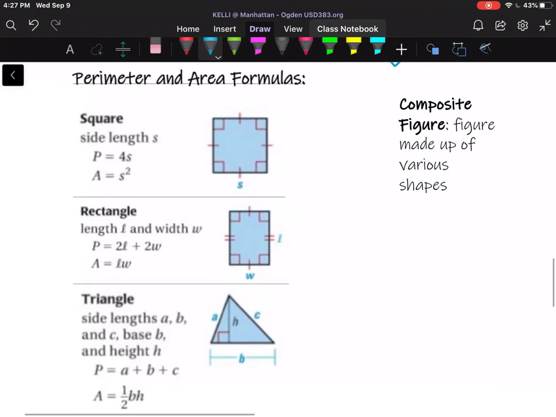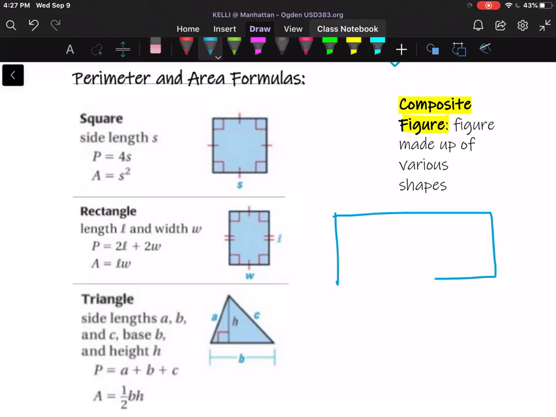Okay, so I've got the perimeter and area formulas listed here, so you're going to have to reference these. Composite figures is what you're really going to be dealing with in your assignments, and that's really just a figure made up of various shapes. And so you might have something that looks something like this. I could split this into a triangle and a rectangle, and we'd have to find the area and perimeter of that.